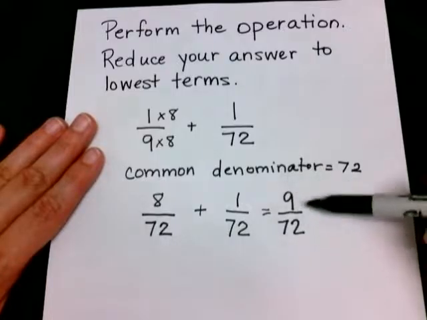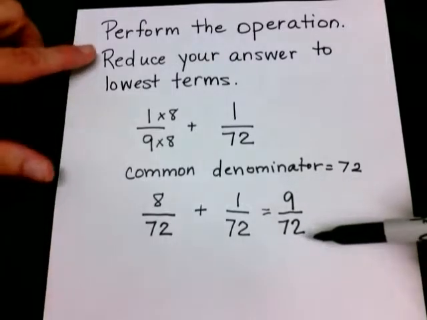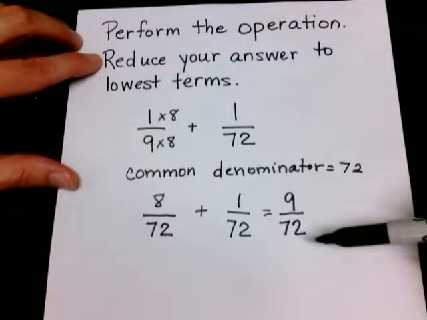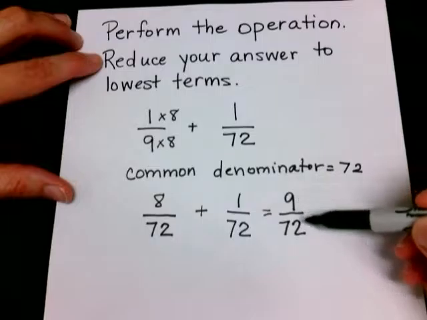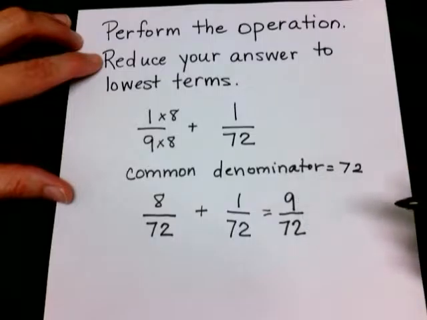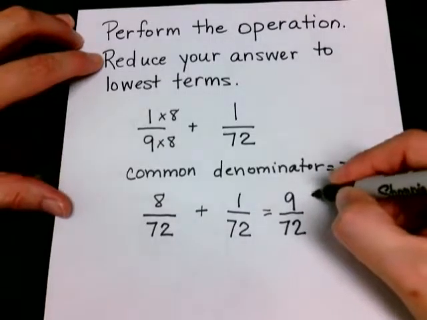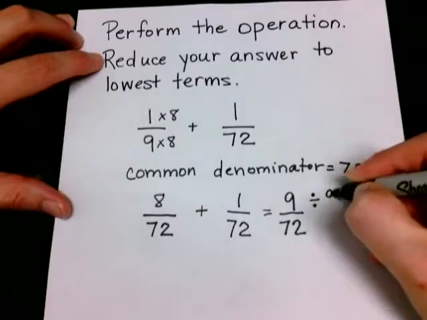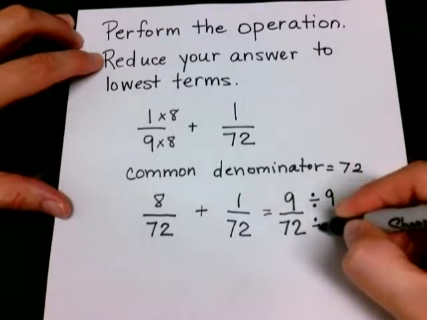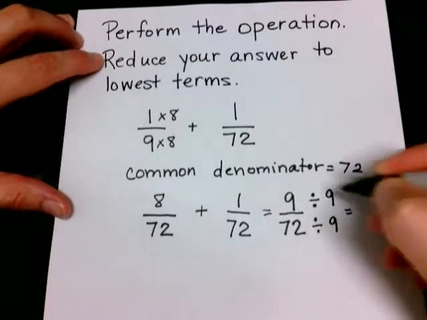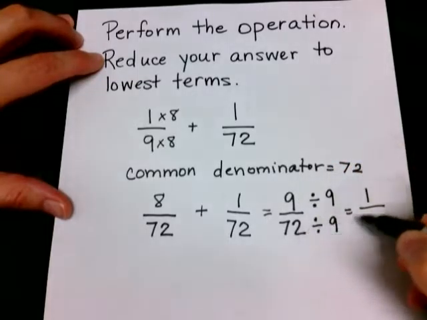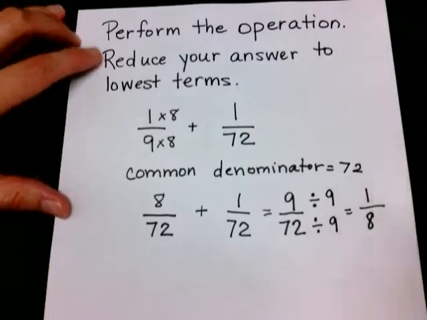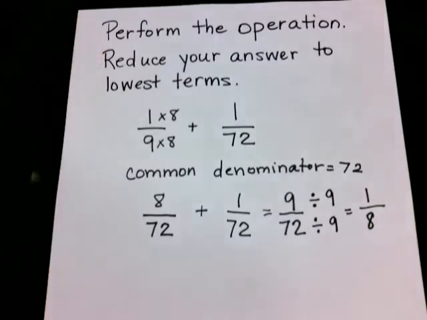Now look at what we have, 9/72, and our second instruction told us to reduce our answer to lowest terms. So we need to think of a number that will divide into 9 and 72. If you're thinking 9, you're right. So I'm going to divide the top by 9, and I'm going to divide the bottom by 9. So 9 divided by 9 gives me 1, and 72 divided by 9 gives me 8. My final answer there then is 1/8.